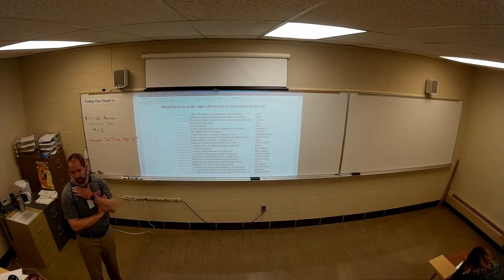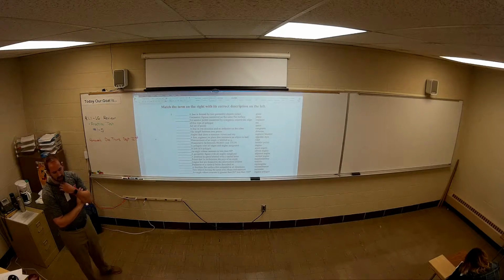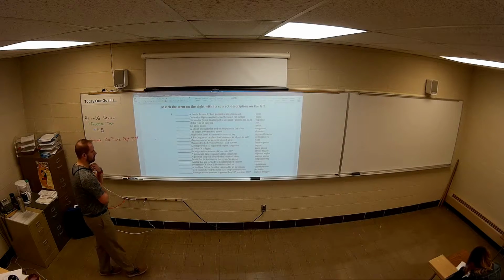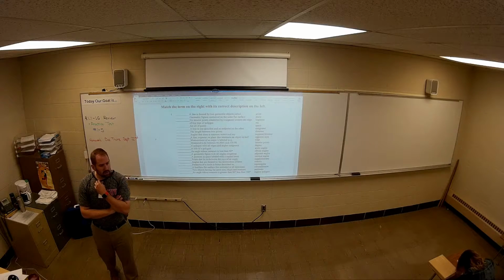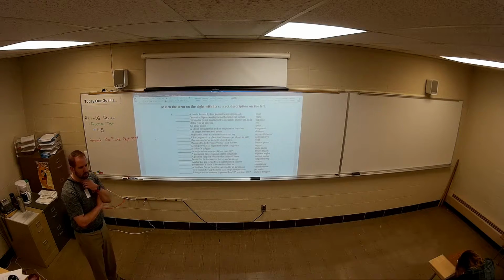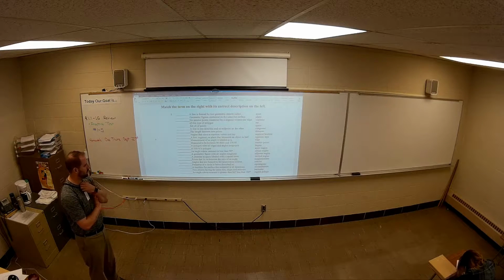Equiangular. Equiangular is a geometric figure that all the angles are equal. All angles are congruent. That's equiangular. Circumference is a big fancy word for the perimeter of a circle. Perimeter of a circle, better known as the circumference of a circle. Okay. Perimeter is the distance around a geometric figure.